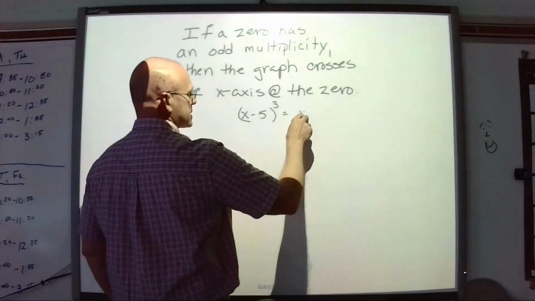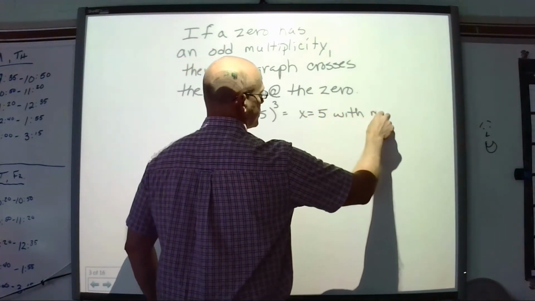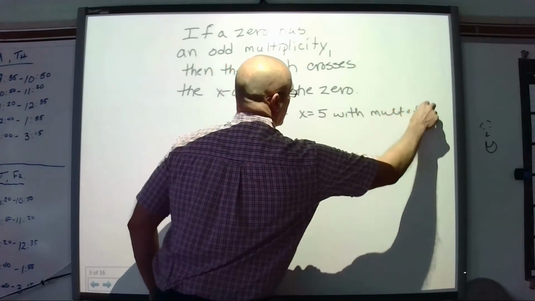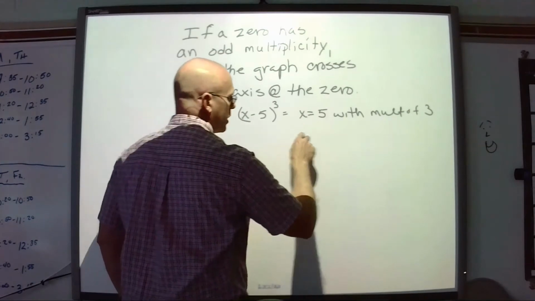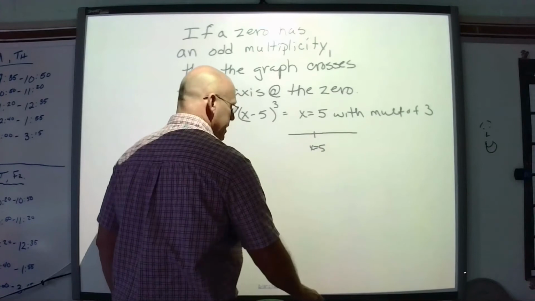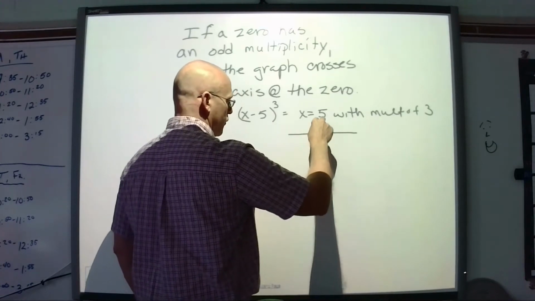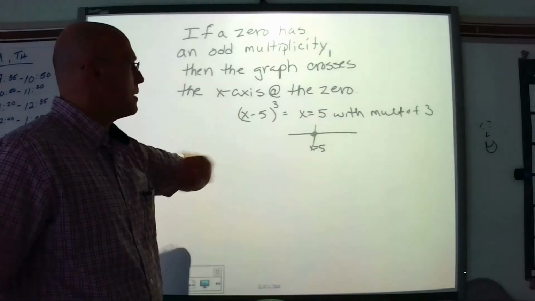This would mean x equals 5 with multiplicity of 3. 3 is an odd number. That means I know that at x equals 5, this graph is going to be crossing over there. It's going to cross over. I know that for a fact.